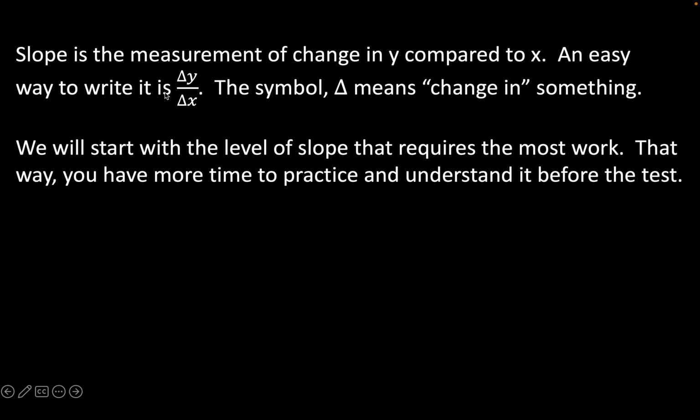An easy way to write slope is delta y over delta x. That's what you call this triangle symbol, and the triangle symbol pretty much means change in. So you're looking at the change in the value of y as compared to the change of the value of x. We'll start with the level of slope that requires the most work.